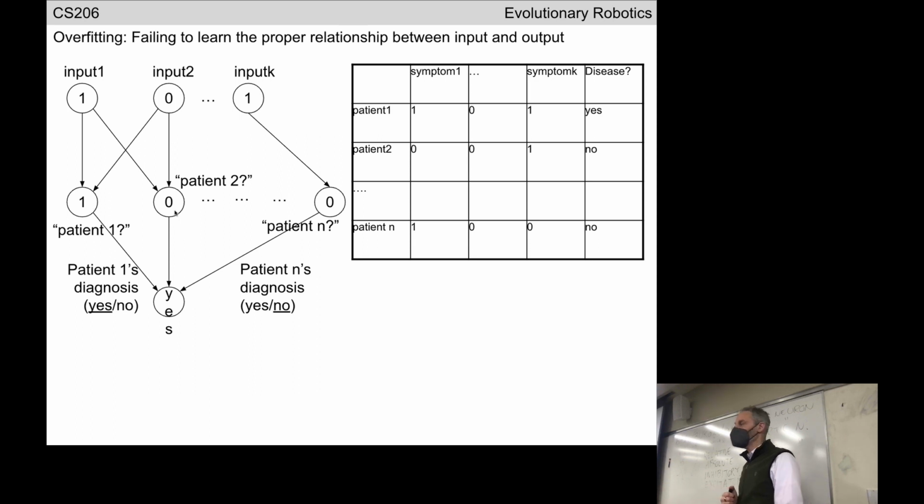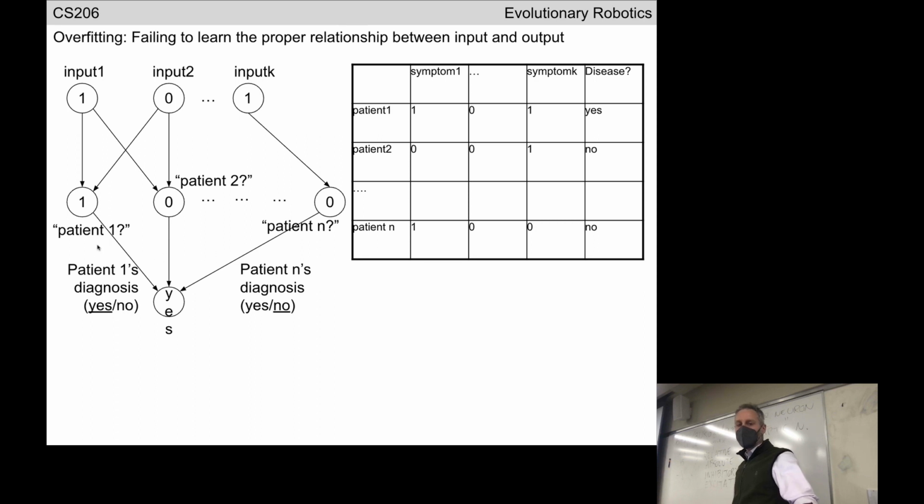This second hidden neuron will learn through the backpropagation algorithm to light up only when it sees patient two, and so on. It's memorizing all of the patients that are available during training.